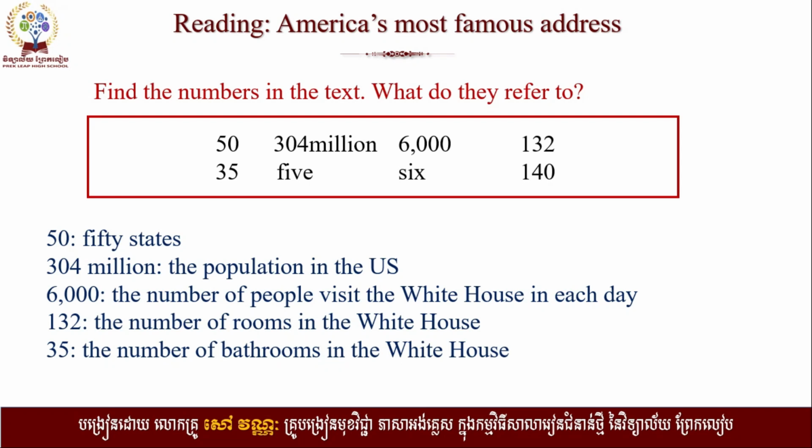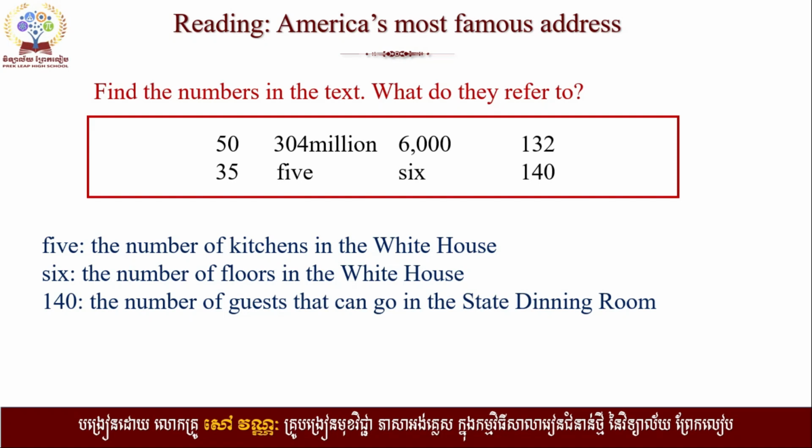132 refers to the number of rooms in the White House. 35, the number of bedrooms in the White House. 5 refers to the number of kitchens in the White House. So there are 5 kitchens in the White House. 6, the number of floors in the White House. There are 6 floors in the White House.